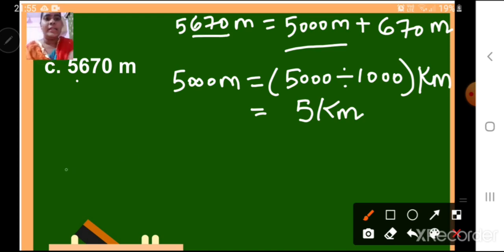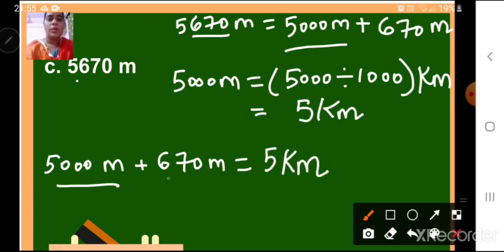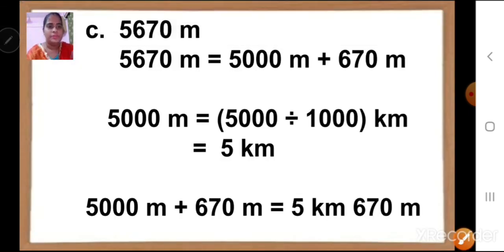Got it? Now write the expanded form. 5000 meter plus 670 meter is equal to, now 5000 meter we have converted, which is equal to 5 kilometer, and what is remaining? 670 meter. So this is how we are going to convert from meter into kilometers and meters. Children, note down properly in your maths classwork.